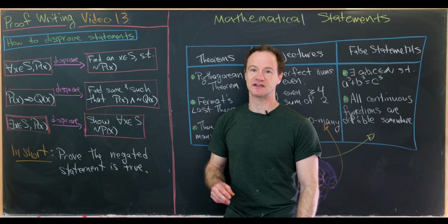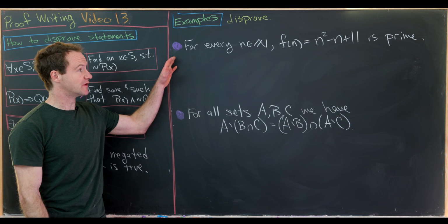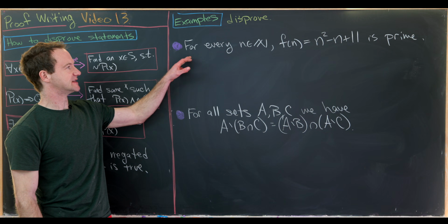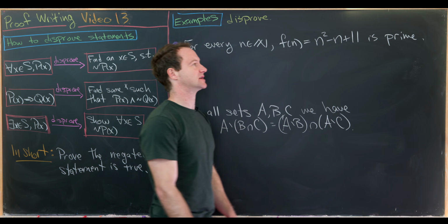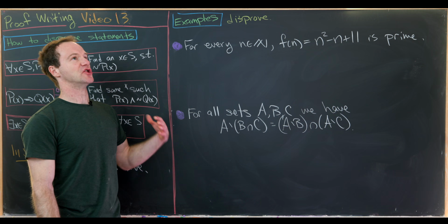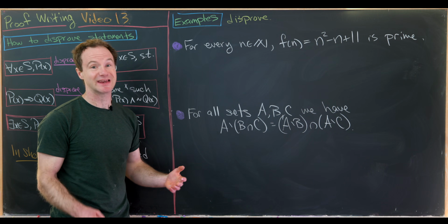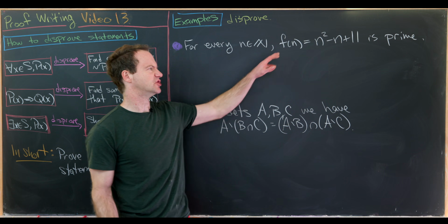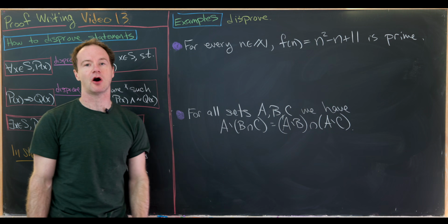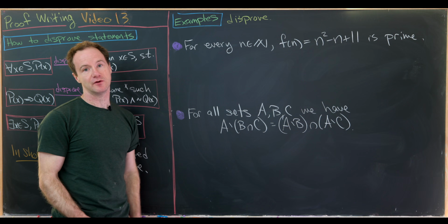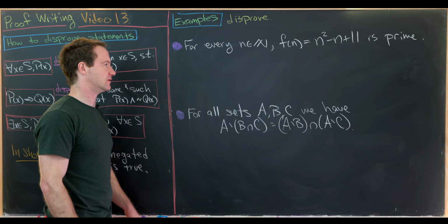Okay, so let's get down to some examples. So now let's look at our first two examples of things to disprove. So we'll show that these are false. The first one is that for every natural number n, f of n equals n squared minus n plus 11 is prime. Now let's say we were not told that this was false. We would guess that it's false because there's no simple closed formula for a prime. So there's no polynomial expression that always outputs a prime. That's kind of a well-known fact. So we know that this must not always be prime by that well-known fact.